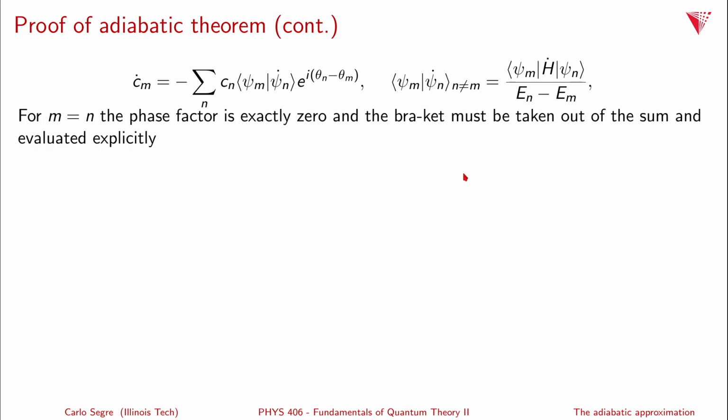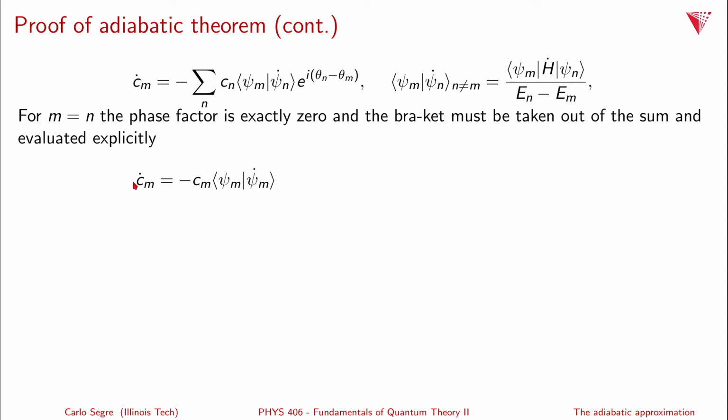Now, for m equal to n, the phase factor is exactly 1. And therefore, the bracket can be taken out of the sum and evaluated explicitly. So, we know what this value is for n not equal to m, but for n equal to m, the phase factor gives you 1 because theta sub n and theta sub m are the same in that case. This has to be evaluated. But now, because it's psi sub m, you could take it out of the expectation, out of the sum.